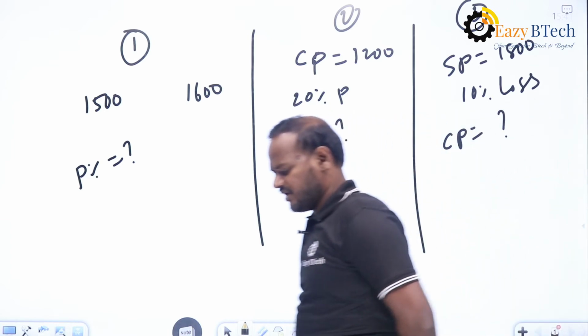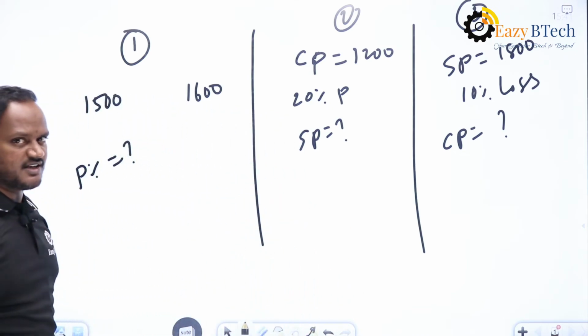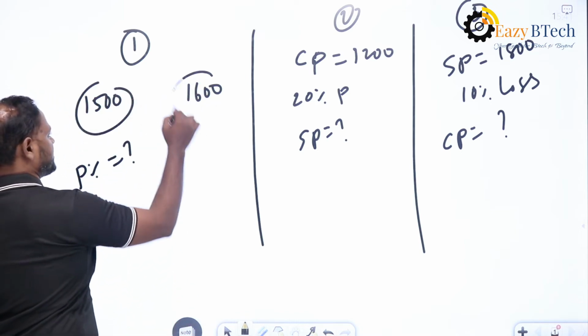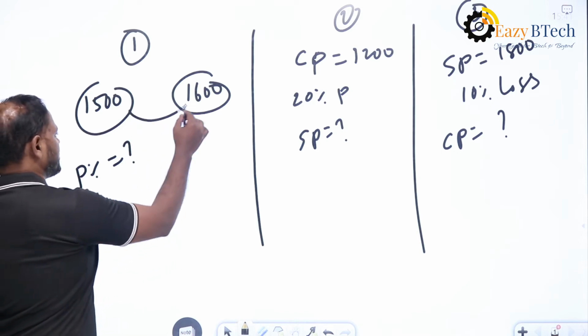These are very important. If you crack all 3 questions, it is very easy to crack every question for sure with your intelligence, without formula, right? As 1500 is there, it is selling for 1600. Yes or no? I need to go for the profit percentage. How much extra? 100 extra.